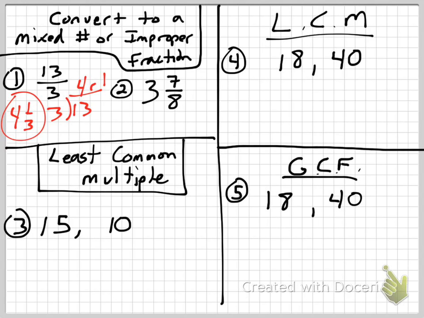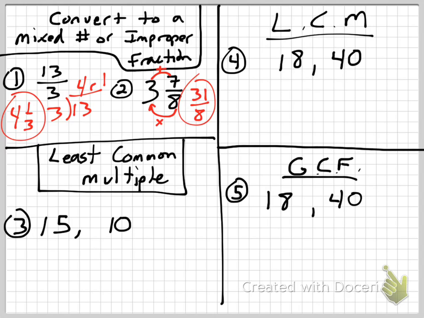Okay, number 2. What do I do to turn that mixed number into an improper fraction, Caleb? I'm changing 3 7/8 into an improper fraction. No, you multiply 3 and 8, then you add 7. Got it. Perfect. What is the answer? 31/8. Yes?